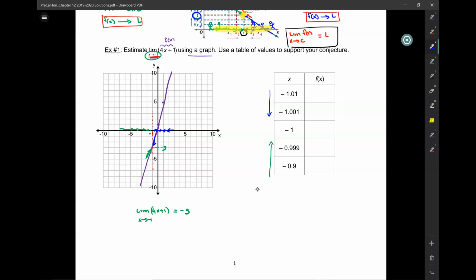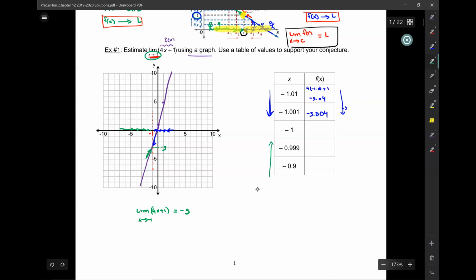So what we're going to do here is evaluate f of x at these points. For the first one, let's say, I'm going to do 4 times negative 1.01 plus 1, and that's going to give me negative 3.04. When I evaluate it at negative 1.001, I'm going to get negative 3.004. So look at these values here. As I'm approaching negative 1, what are my y values approaching? Oh, it looks like it's approaching a value of negative 3, huh?